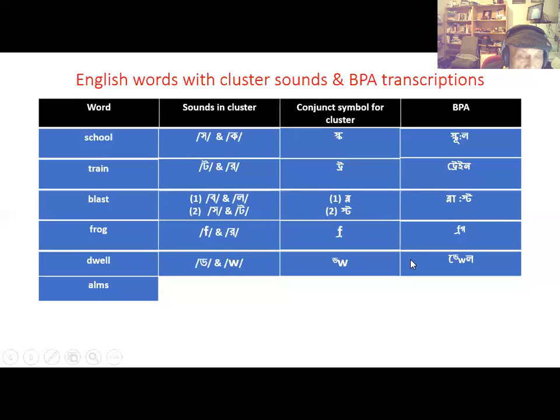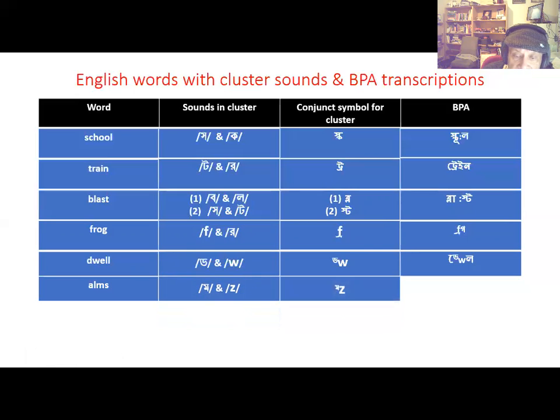In arms, here the cluster sound is mz, which is formed from the two English sounds m and z. And we represent this by the conjunct symbol mz. So the final transcription in BPA of this English word's pronunciation is a, vowel lengthener, and mz, arms.